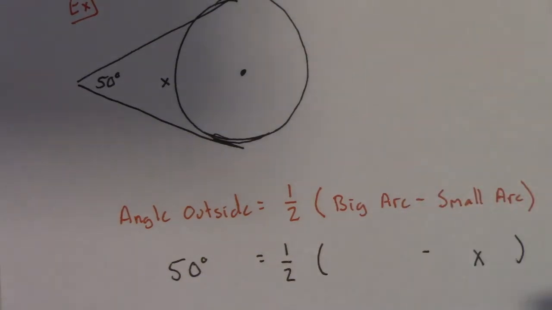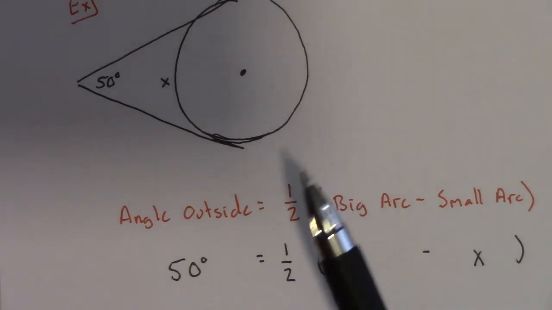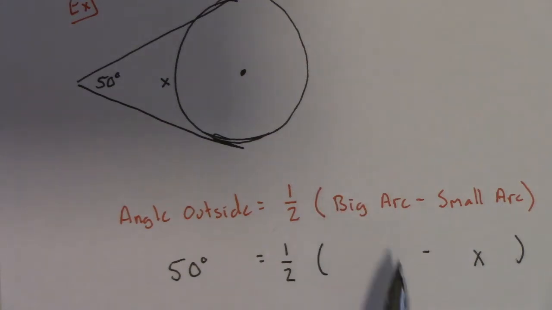Now that x already gives me a variable, which is an issue, because if I come over here and want to say, well, I don't know how much the big arc is, let's call it y. Well, the moment I do that, now I've got two variables and I've only got one equation. That's an issue. But let's come back to our circle.